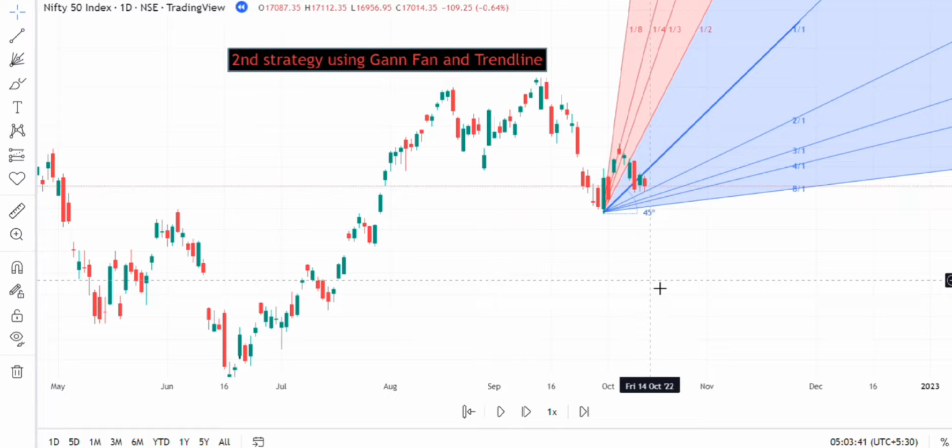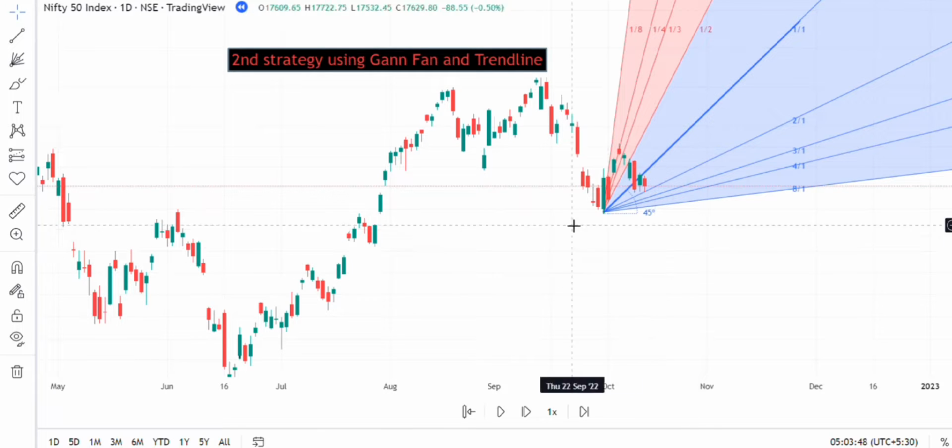So our second strategy is using Gann Fan and trendline. It is very similar to the Gann Fan strategy. Here the only new parameter is the trendline. So what is a trendline? In simple words, a trendline acts as support and resistance on the chart. It is found by connecting a minimum of 3 points on the chart. So firstly here we will draw a trend line.